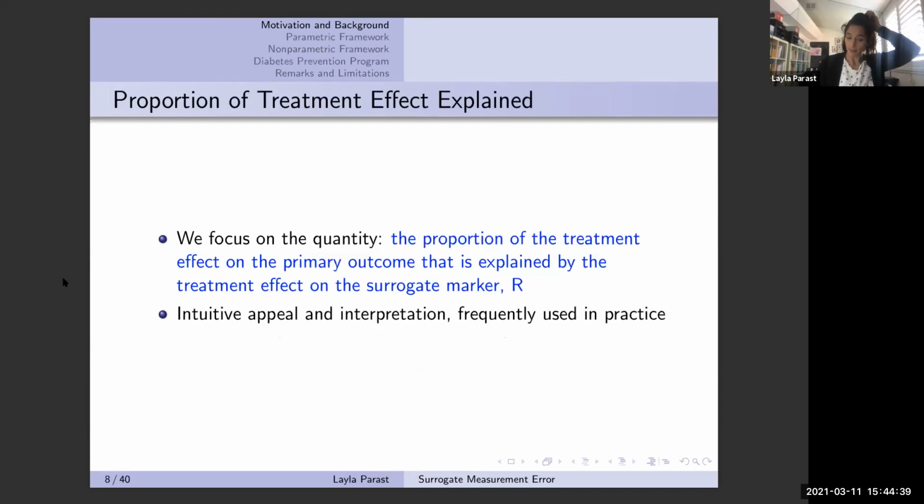So in this talk, I am going to focus on the quantity that I mentioned, the proportion of the treatment effect on the primary outcome that's explained by the treatment effect on the surrogate marker. And I'm going to denote that as R because it'll be a ratio. And again, this is by no means the best quantity or the only quantity out there. It's the one I have tended to focus on, and I like it because it's intuitively appealing, easy to interpret, and frequently used in practice. So if you can explain to a clinician that this surrogate captures 90% of the treatment effect, obviously that's very easy to interpret.